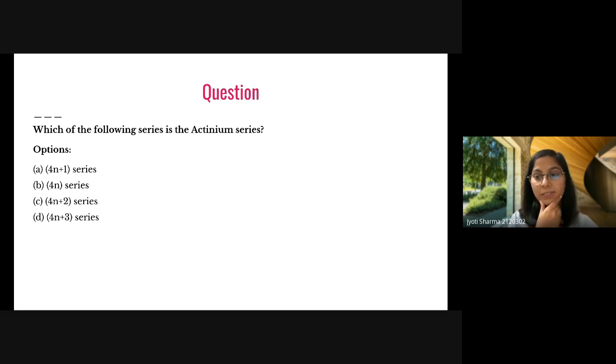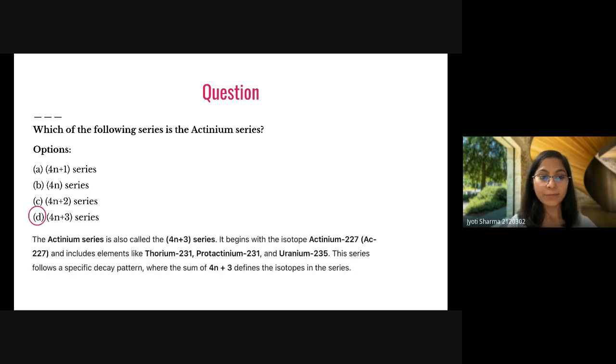These are nothing but the atomic mass, or you can say the mass number. If an element is undergoing some decay, then each element has an atomic mass that will be equal to that series, either 4n plus 1 and so on. I'll show you actually. Yes, D is the right answer, and let me show you how. This is also known as the 4n plus 3 series, and it starts from actinium. This will include thorium and a lot of elements. Here the form 4n plus 3 defines the isotopes in the series.